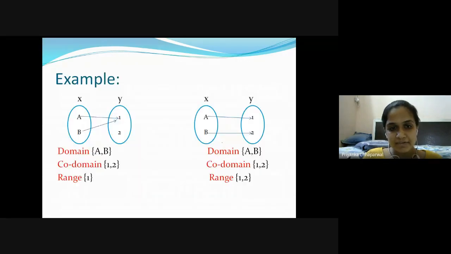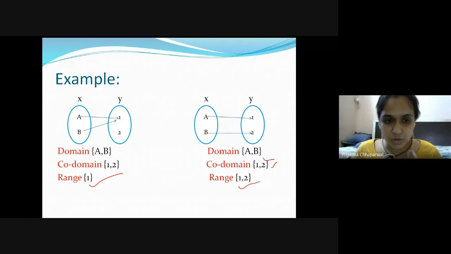So in this example, we can easily see that A and B is the domain of this X, and 1 and 2 is the codomain of the Y. And what is range? The image of A and B. The image of A and B is 1. Both the images are the same, so the range is 1. Here, domain is A and B, codomain is 1 and 2, and what is range? Range is 1, 2. The image of A is 1, the image of B is 2, then range is 1 and 2. Yes, student, it is clear what is the domain, codomain and range.